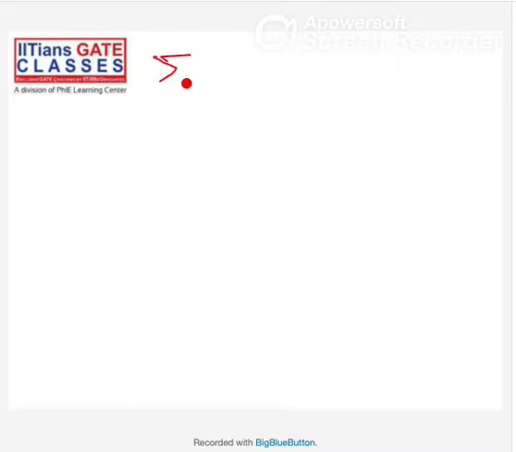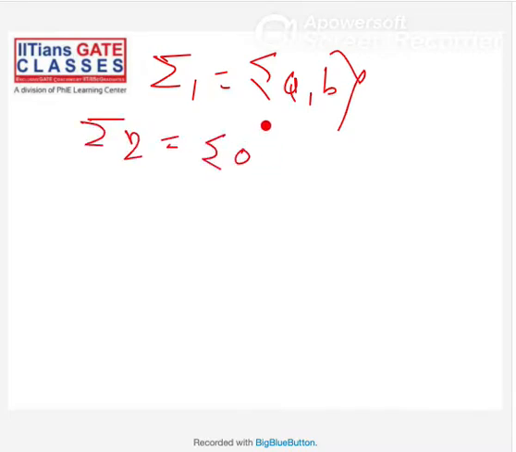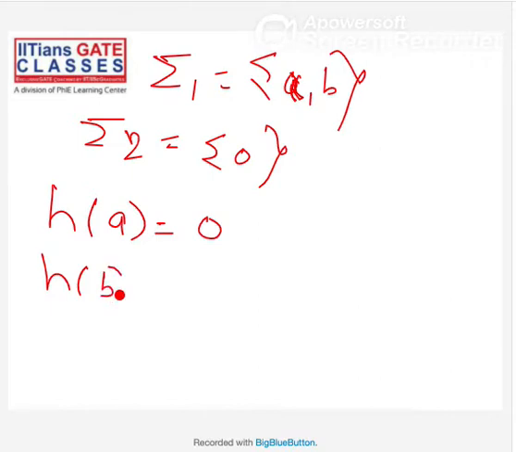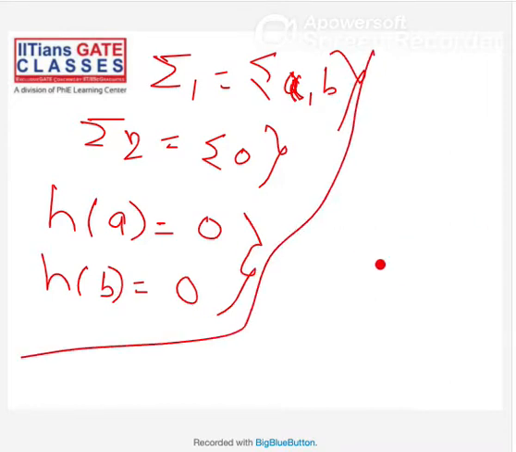Assume that your sigma 1 is a comma b. This is your sigma 1. And assume that your sigma 2 is 0. So your sigma 1 is a comma b and your sigma 2 is 0. And now we have a homomorphism. In this homomorphism, h of a is 0 and h of b is what? H of b is, you can say, 0. So h of a is also 0, h of b is also 0. Now tell me what will be... So these things, the red color things, are given to you.